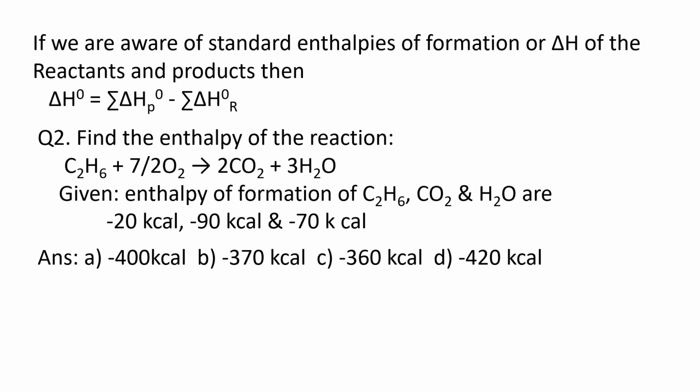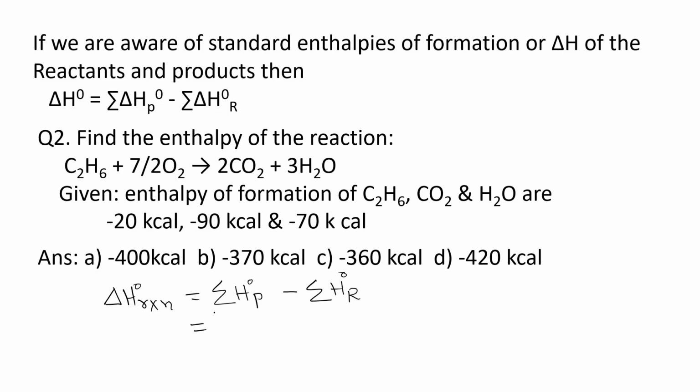Okay. So here this is the reaction: ethane reacting with oxygen giving carbon dioxide and water. So directly you can put it in the equation. What will be the delta H naught of the reaction? What are the products? First I'll write, this is the summation of the standard enthalpies of the products, H naught, minus the summation of the enthalpy of the reactants. Now we'll put the values.